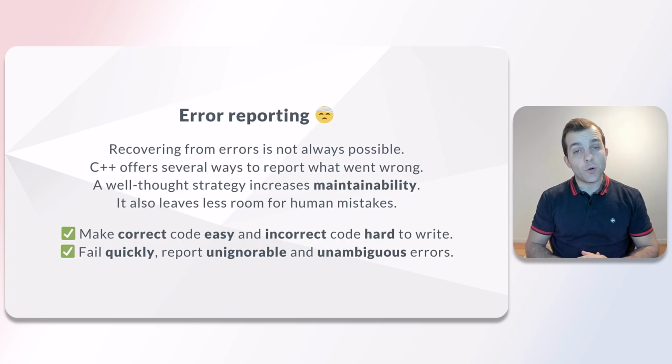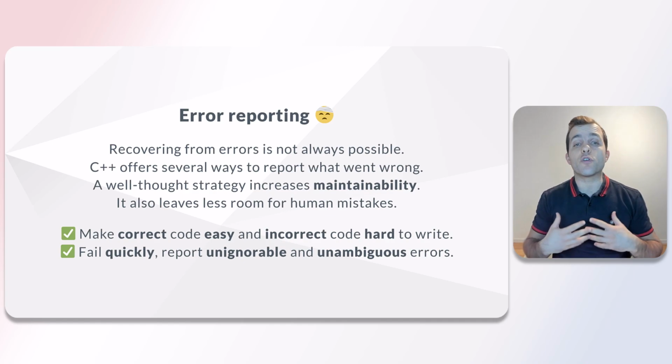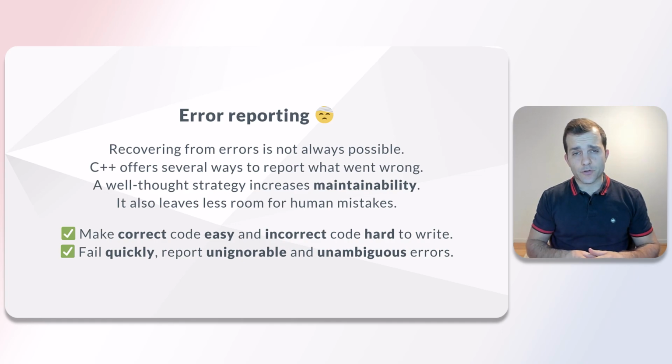So, what is the big deal with error reporting? Recovering from errors is not always possible. Modern programming languages provide a number of ways to convey that something went wrong. Effective error reporting increases the correctness of software and makes it more maintainable. The goals of error reporting are simple. We need to make correct code easy to write and incorrect code hard to write. We should fail quickly if we must and report unignorable and unambiguous errors. Let's examine these concepts in more detail.